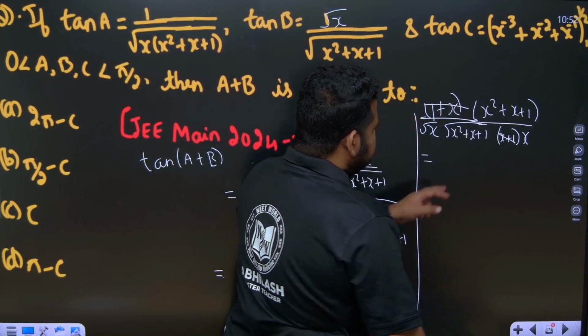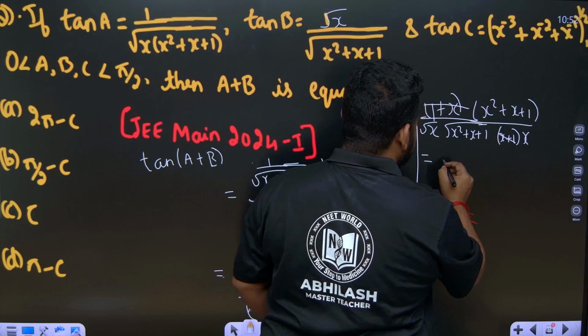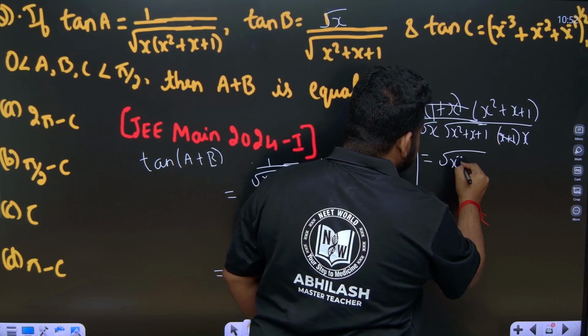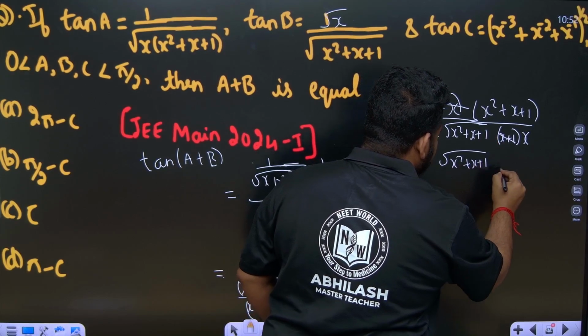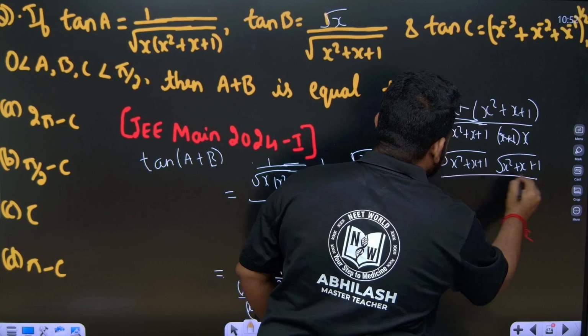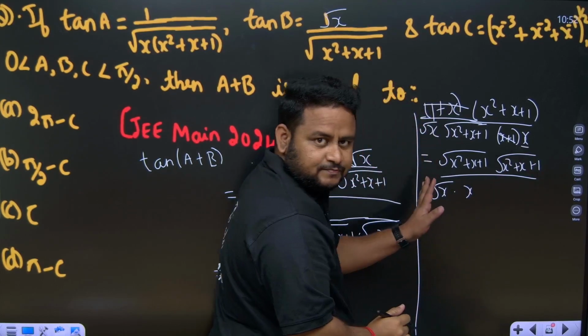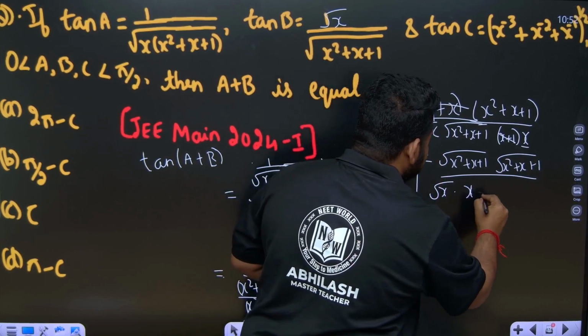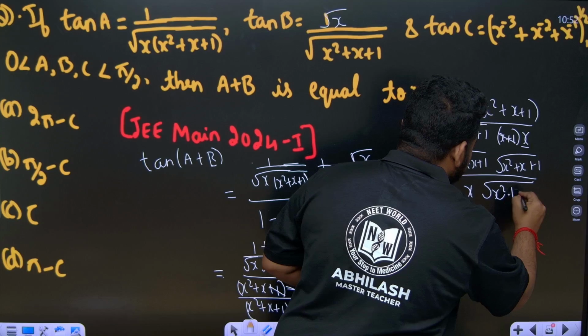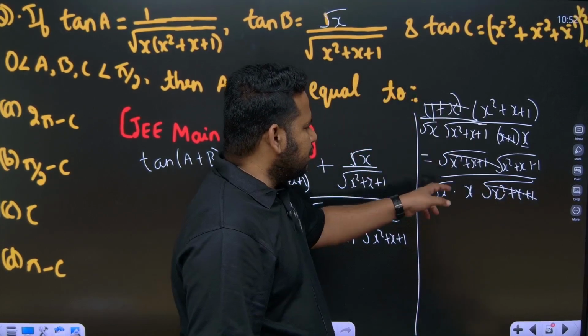Now further, this x square plus x plus 1, I can write it as square root of x square plus x plus 1 into square root of x square plus x plus 1, divided by square root of x into x. This x I am writing as it is, into square root of x square plus x plus 1. So one of this will cancel. Okay, now I will be left with what?